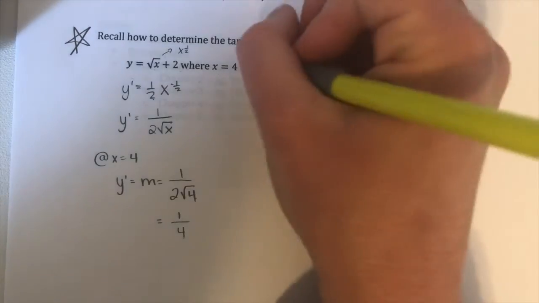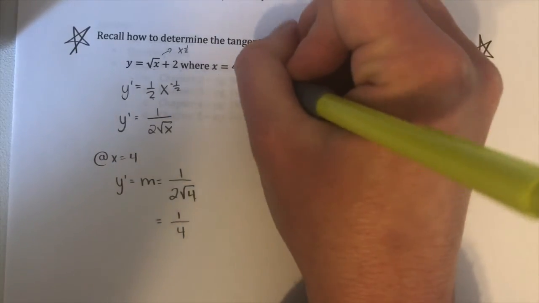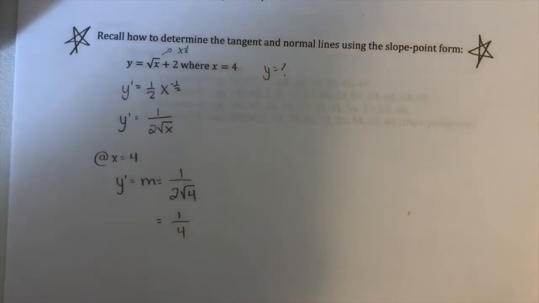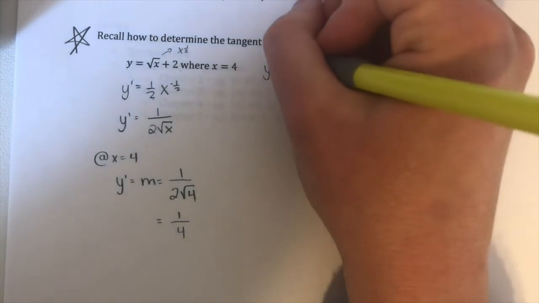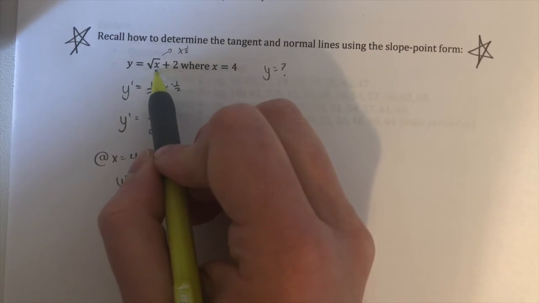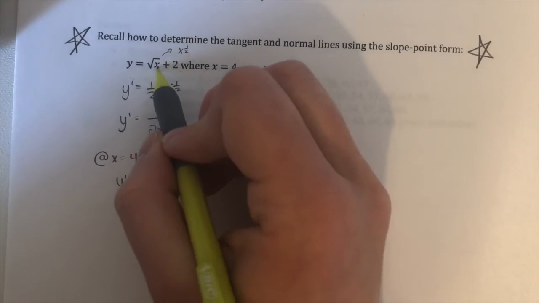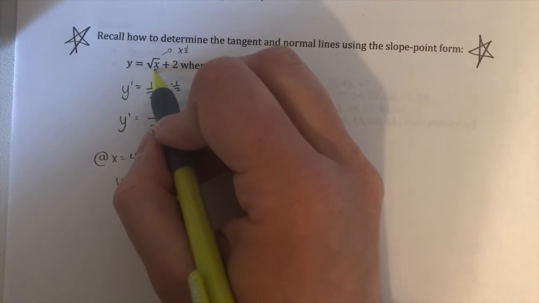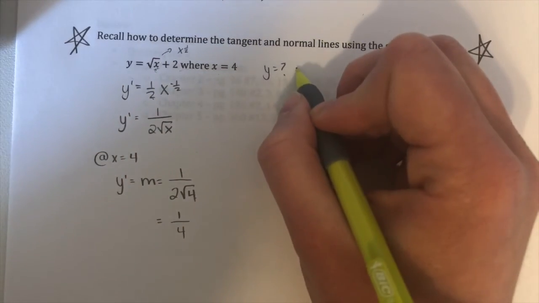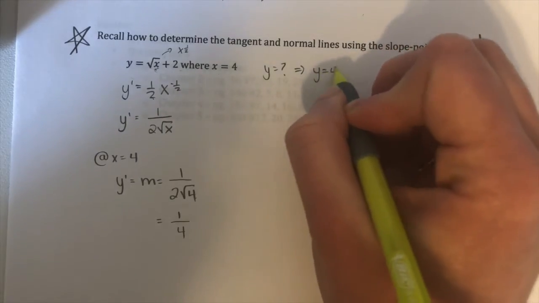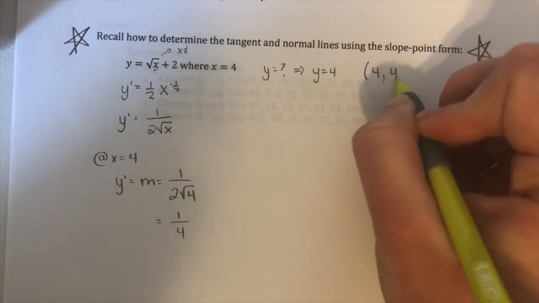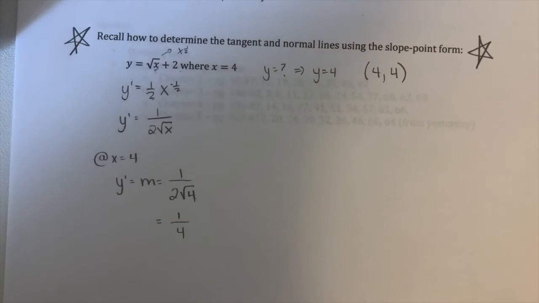The other thing that we need to know is what is the y coordinate of this point before we can turn it into slope point form. Okay, so if I take 4, plug it in there, we're going to have root 4, which is 2, plus 2, so y is also equal to 4. So my point is 4, 4.